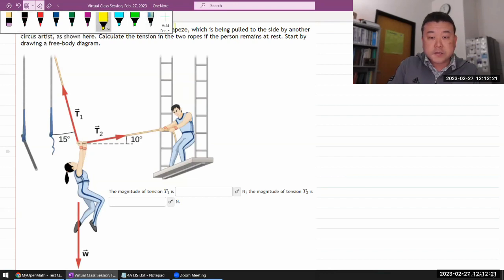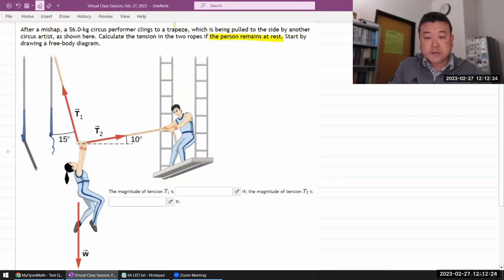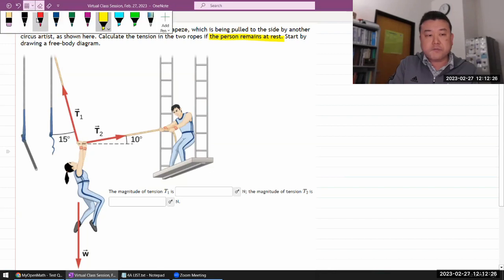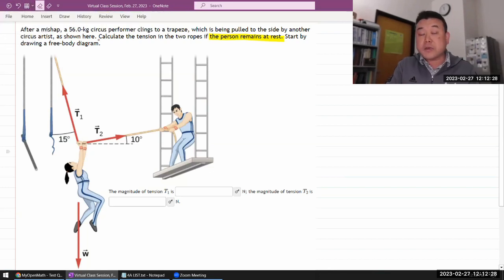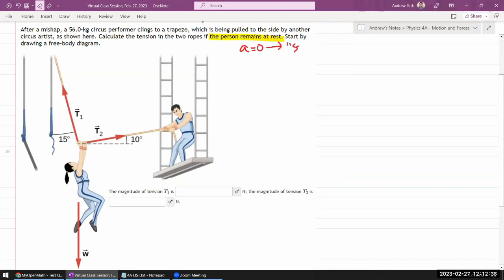if the person remains at rest. So that's a phrasing that we use sometimes to indicate not only is the velocity of someone zero, but that their acceleration is also zero. And this is going to describe something that we are going to call static equilibrium. And we have a whole week set aside to do static equilibrium questions. This is, I guess, a little bit of an early taste.